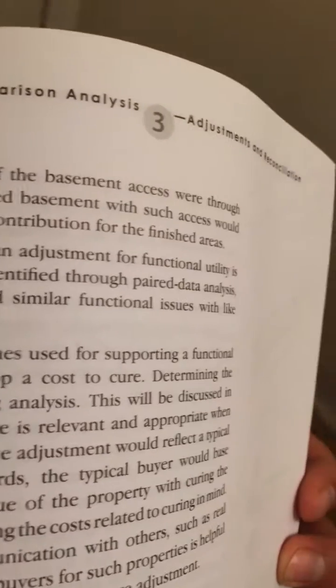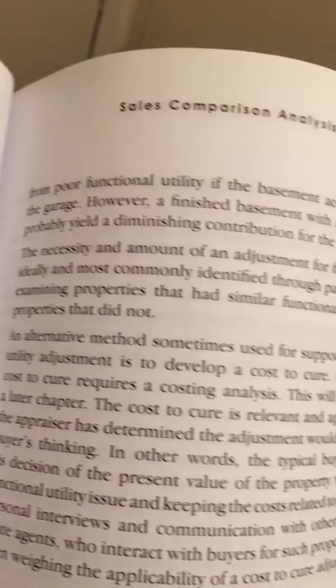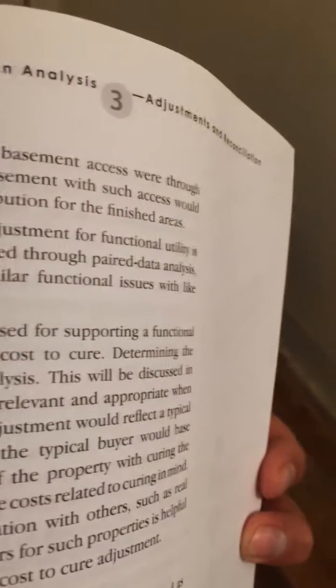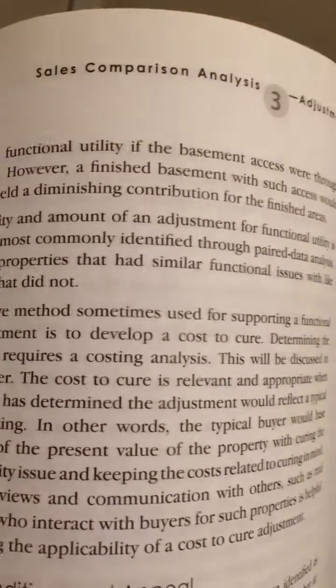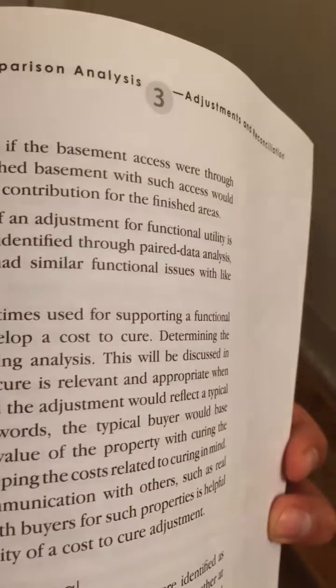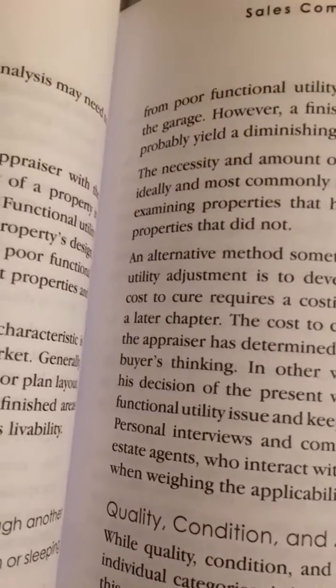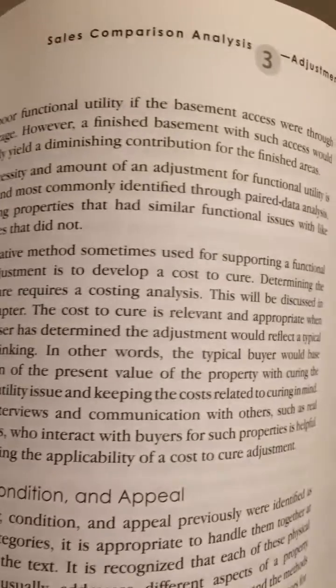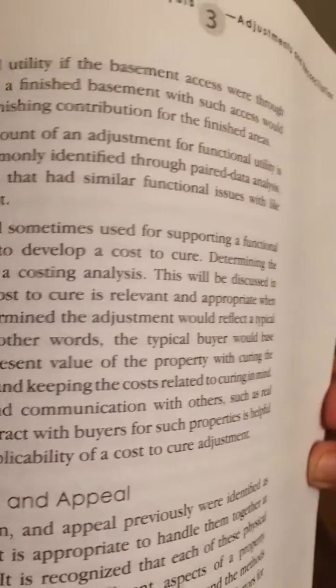The necessity and amount of an adjustment for functional utility is ideally and most commonly identified through paired data analysis, examining properties that had similar functional issues with like properties that did not. An alternative method sometimes used for supporting a functional utility adjustment is to develop a cost to cure.